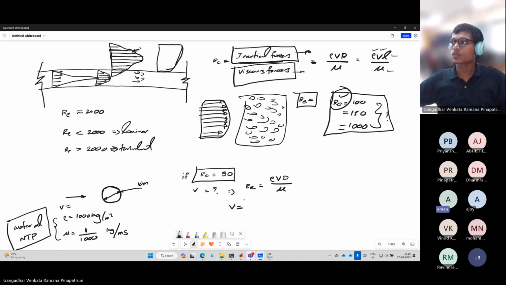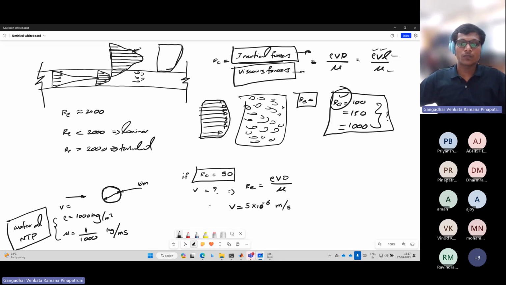Sir, velocity is 5 into 10 to the power minus 6 meters per second, according to the given data. So according to the given data, you are getting 5 into 10 to the power minus 6 meters per second. I feel it is too low. Let's not go into this extremely low value because of the Reynolds number.